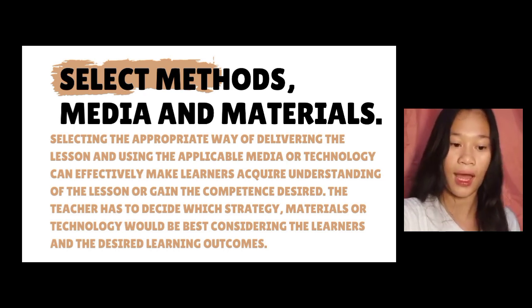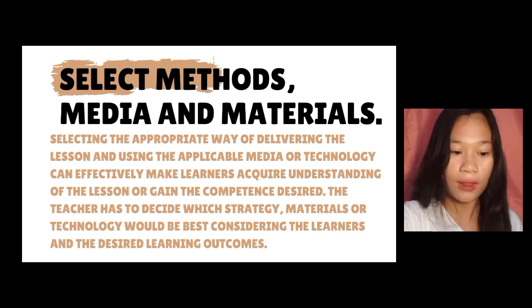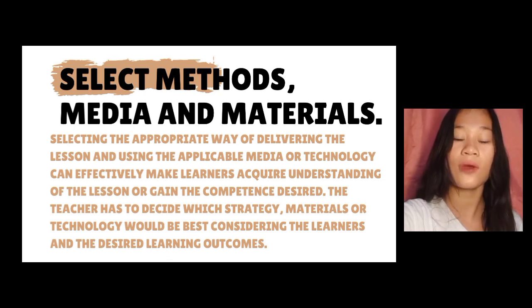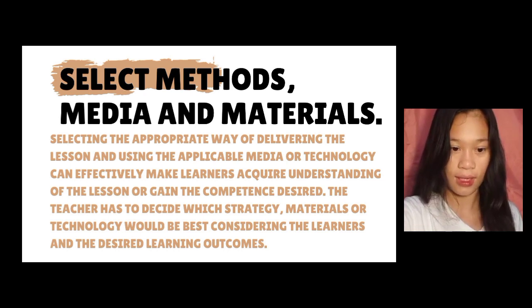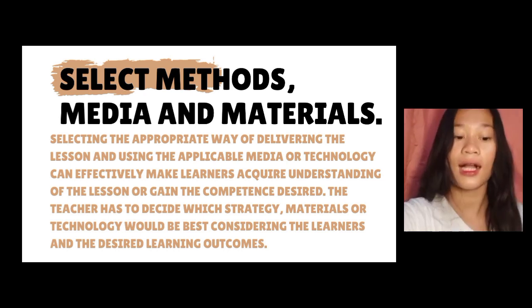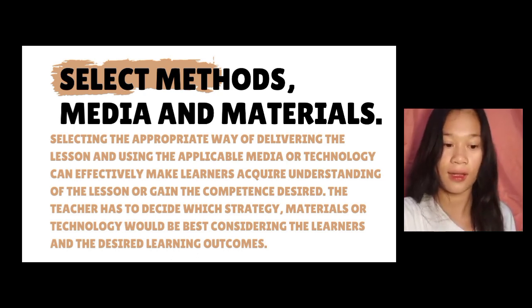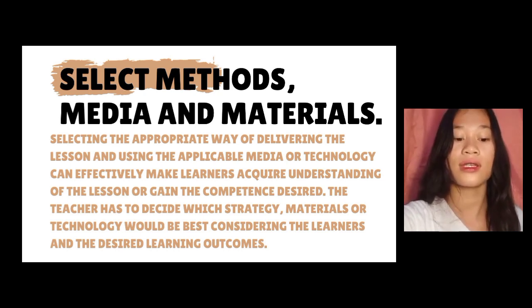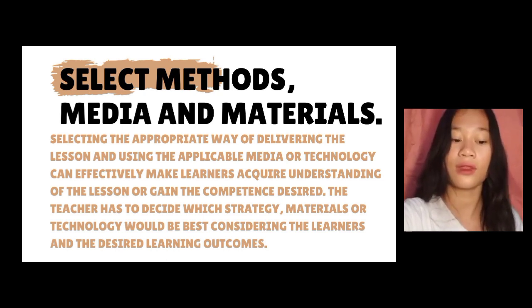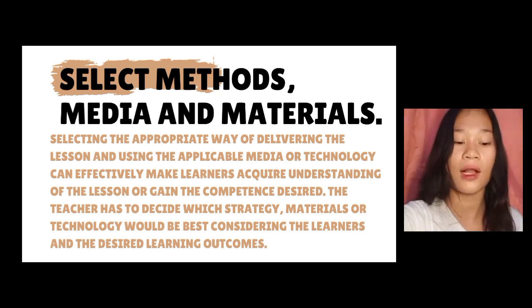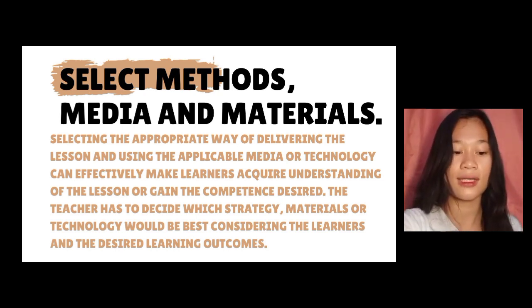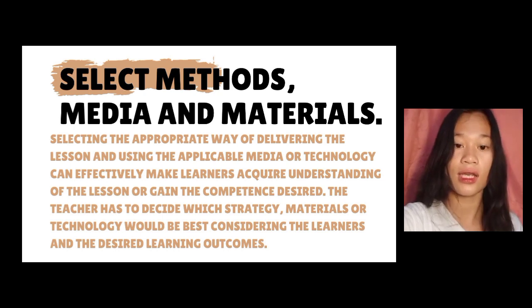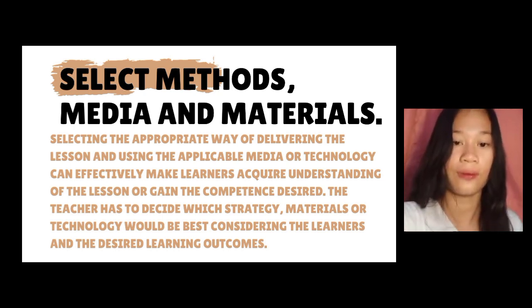For example, a hands-on activity might be the best method for a science lesson, while a documentary film might be the most effective media for a history lesson. The materials could include a lab kit for the science lesson and a viewing guide for the history lesson. Remember, the goal is to select the methods, media, and materials that will most effectively help your students achieve the desired learning outcomes. It's all about creating an engaging, inclusive, and effective learning environment.